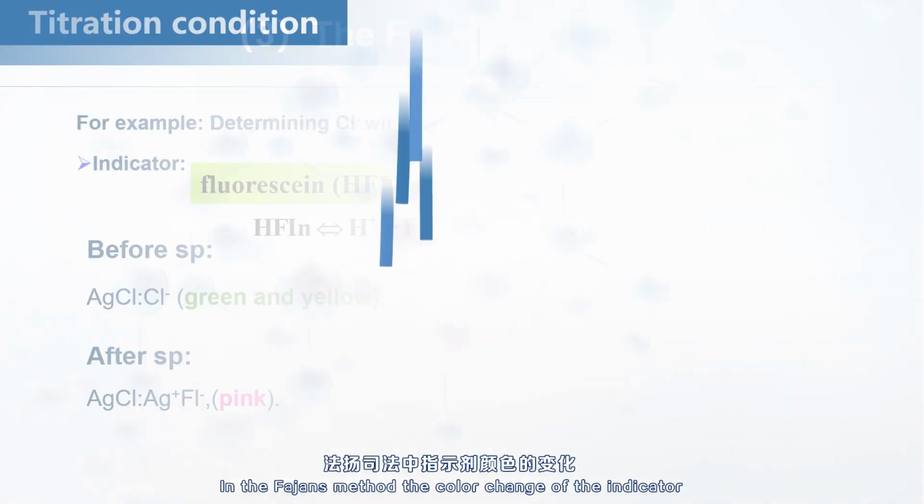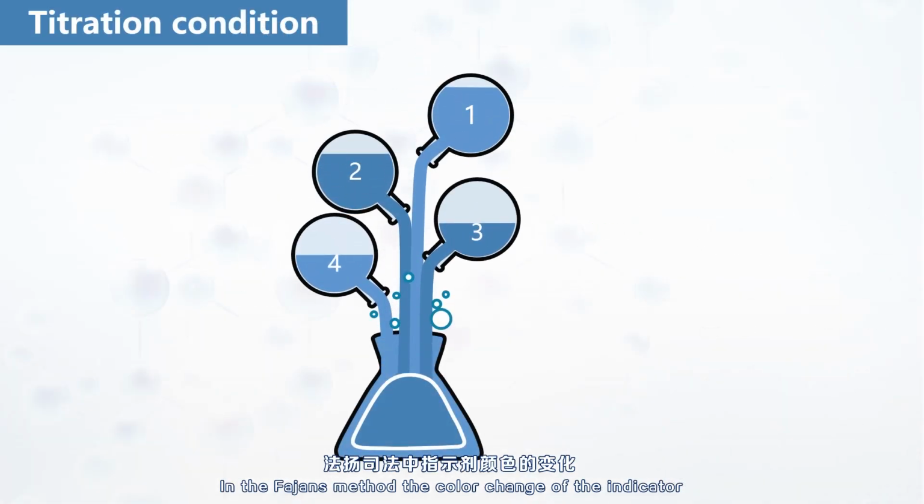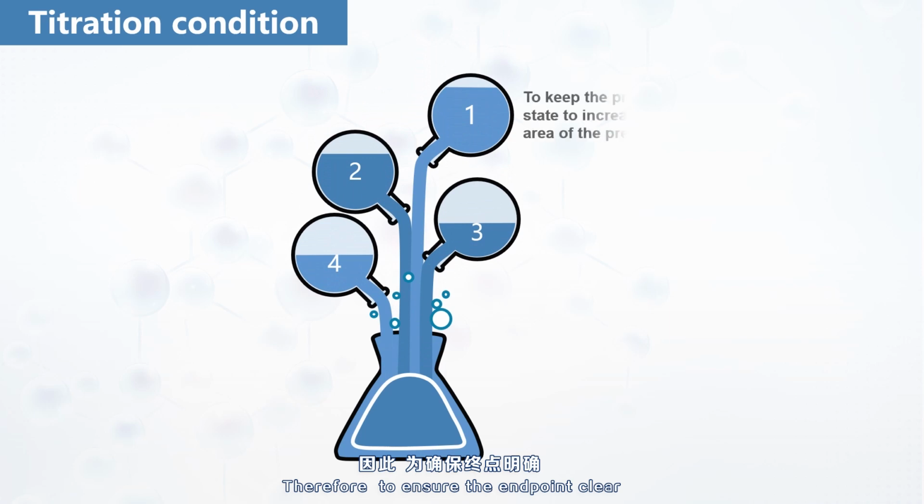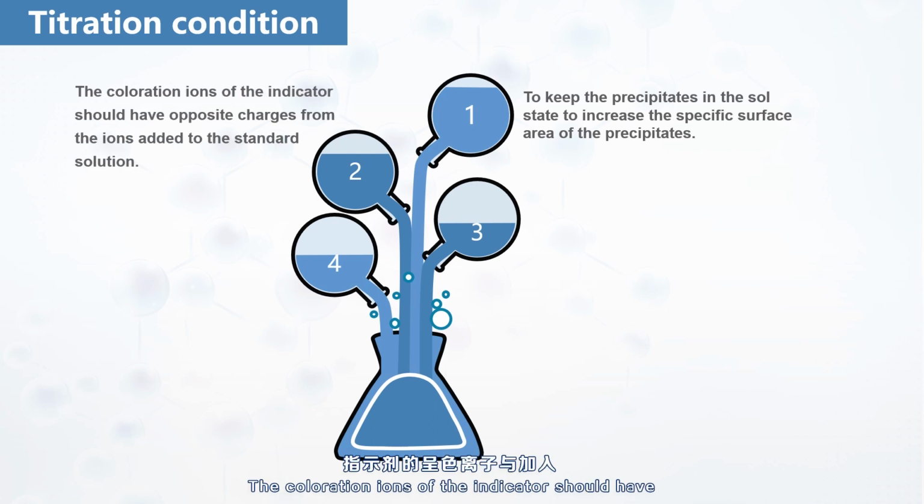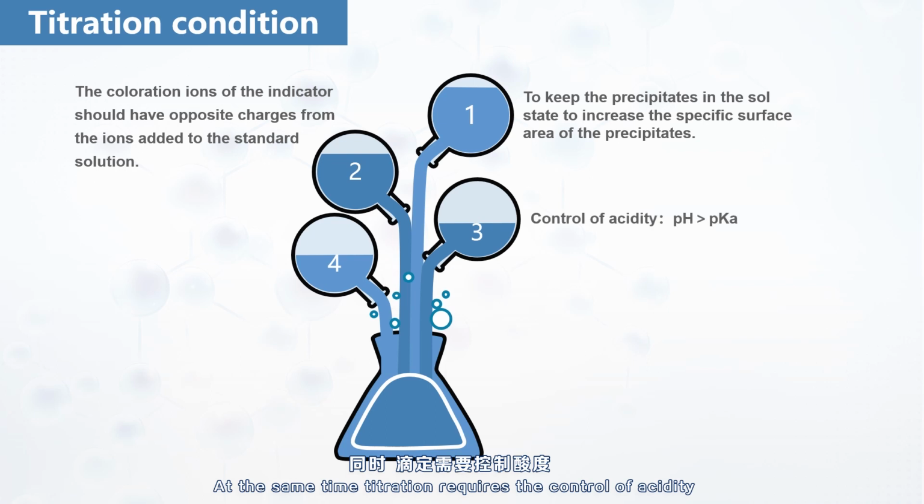In the Fajans method, the color change of the indicator occurs on the surface of the precipitate. Therefore, to ensure the endpoint clear, it is necessary to keep the precipitates in the sol state to increase the specific surface area of the precipitates. The coloration ions of the indicator should have opposite charges from the ions added to the standard solution. At the same time, titration requires the control of acidity.